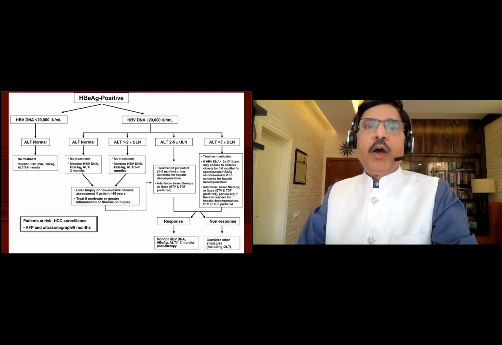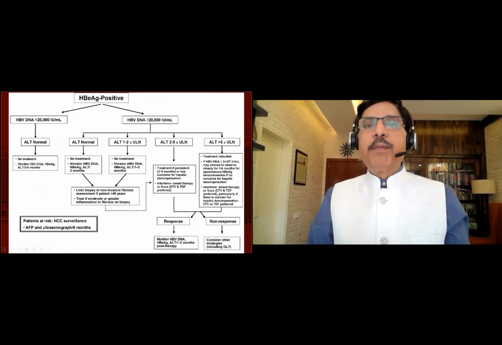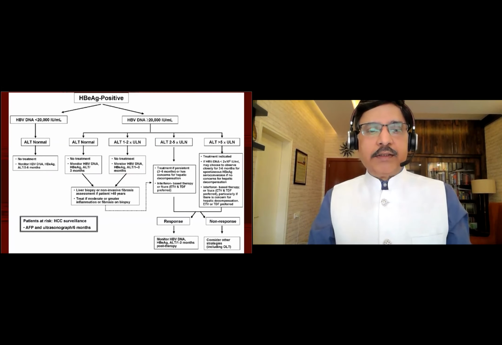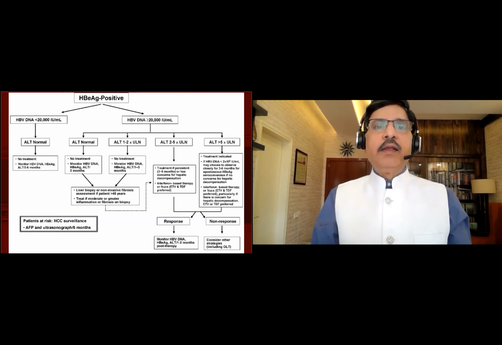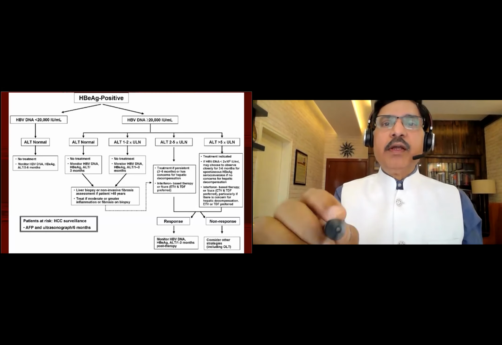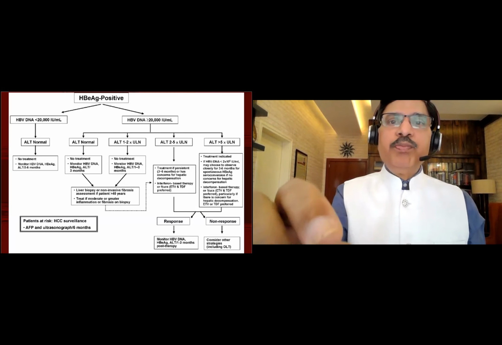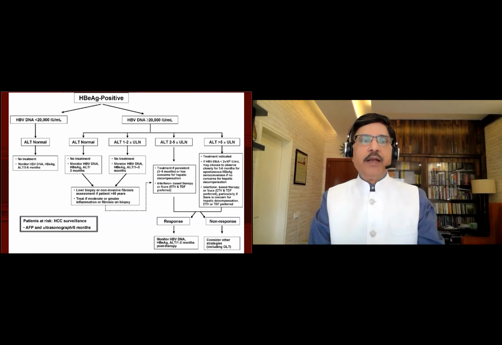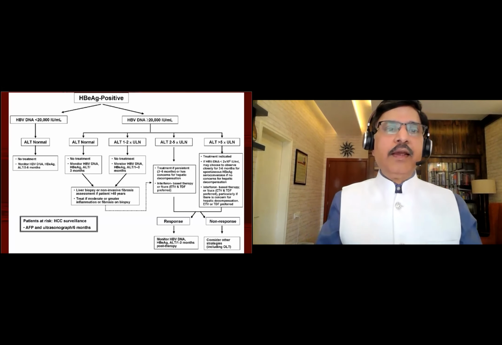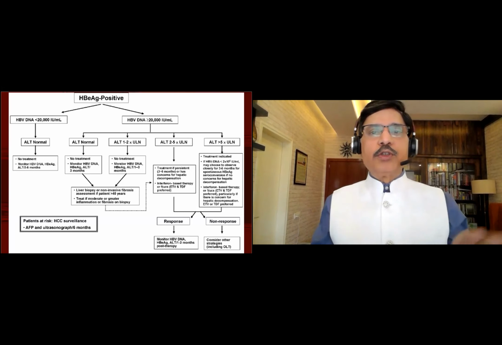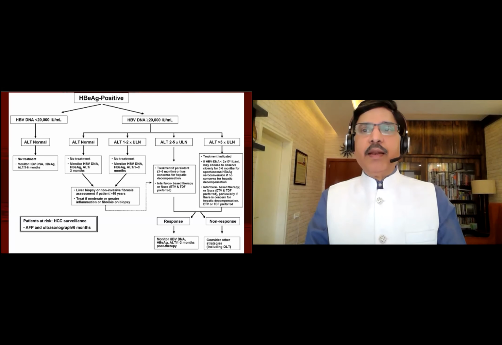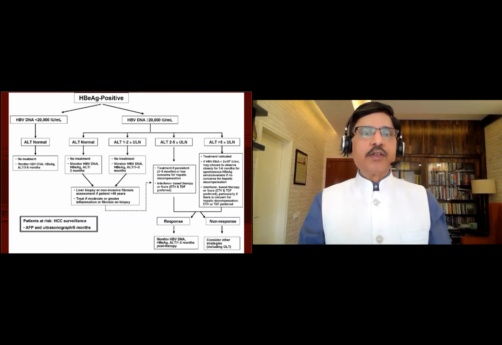Now, how do I go about treating that person? How do I go about classifying that person? Does he deserve treatment? How do I know that? HBeAg positive is a sign of active disease, and then immediately we ask what the viral DNA is. Is it less than 20,000 international units per ml or more than 20,000 international units per ml? So you have to ask for a viral DNA.